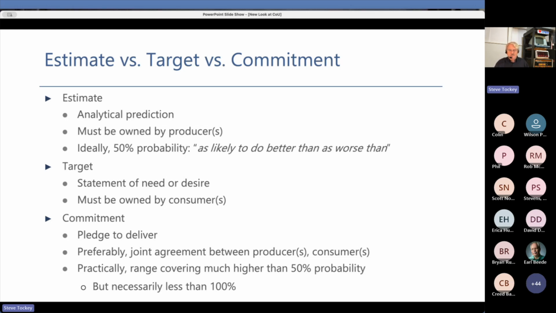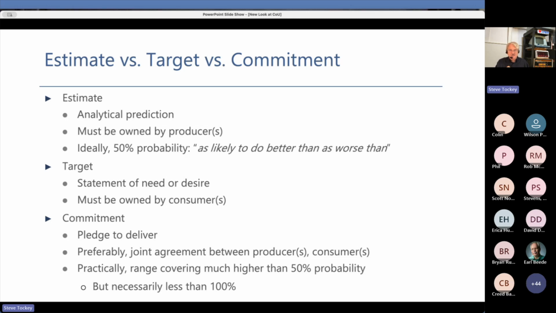Okay. And the third word here is the idea of a commitment, a pledge to deliver. Preferably, this should be a joint agreement between the producers and the consumers. Practically, it should be a range saying, okay, you want an 80% probability that you're going to make your flight. You want 90% probability. You want 99% probability. You tell me how confident you need to be, and then we'll make a commitment that delivers you that degree of confidence. But necessarily, it can't ever be 100% confident.